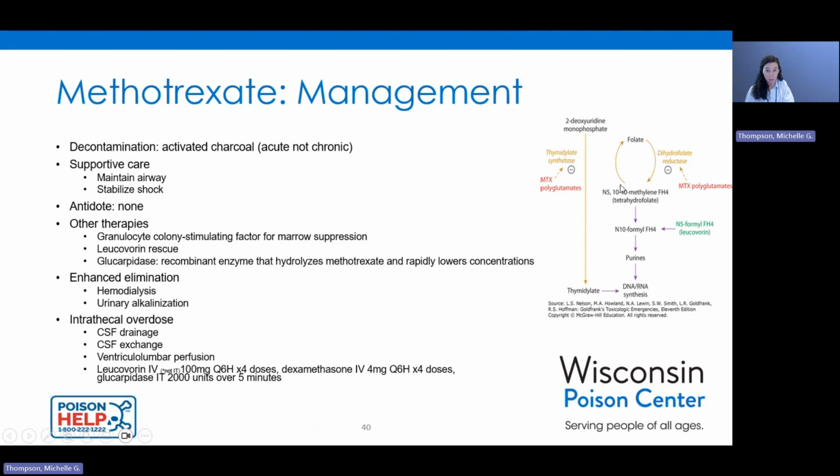Enhanced elimination, so hemodialysis can be utilized in order to clear methotrexate from compartments. And then we also utilize urinary alkalization with sodium bicarbonate to enhance elimination. For intrathecal overdoses, ultimately oncology really manages these, but we should be familiar with them. So the cerebral spinal fluid ultimately can be drained or exchanged. Patients may undergo ventriculolumbar perfusion, and then leucovorin at a very high concentration, as well as dexamethasone and glucarpidase can be administered. That's all I have.